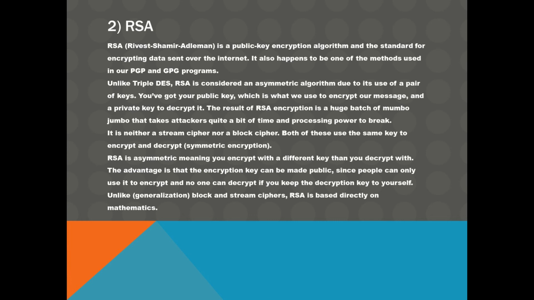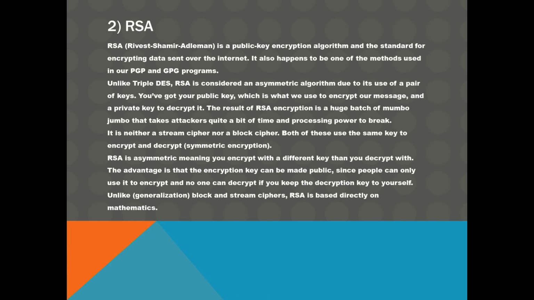Unlike triple DES, RSA is considered an asymmetric algorithm due to its use of a pair of keys. You have got your public key, which is used to encrypt our message, and a private key to decrypt it. The result of RSA encryption is a huge batch of mumbo jumbo that takes attackers quite a bit of time and processing power to break.